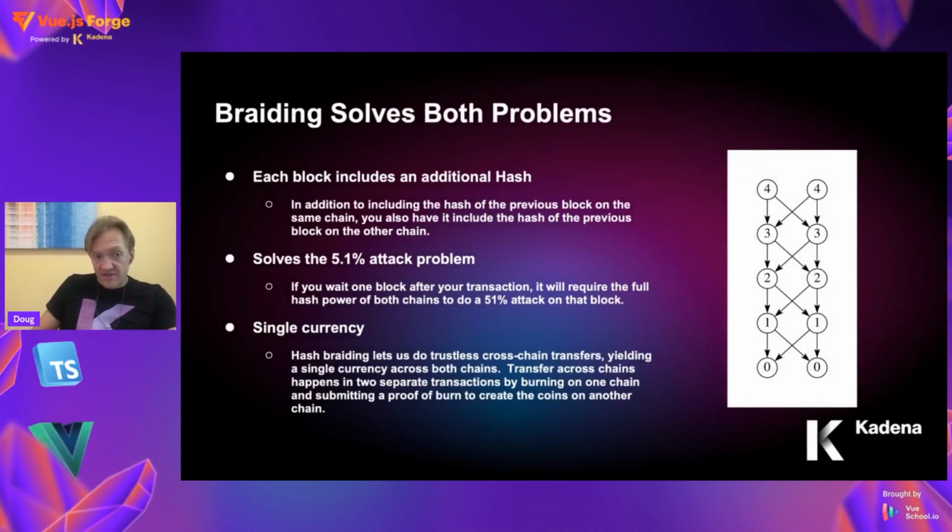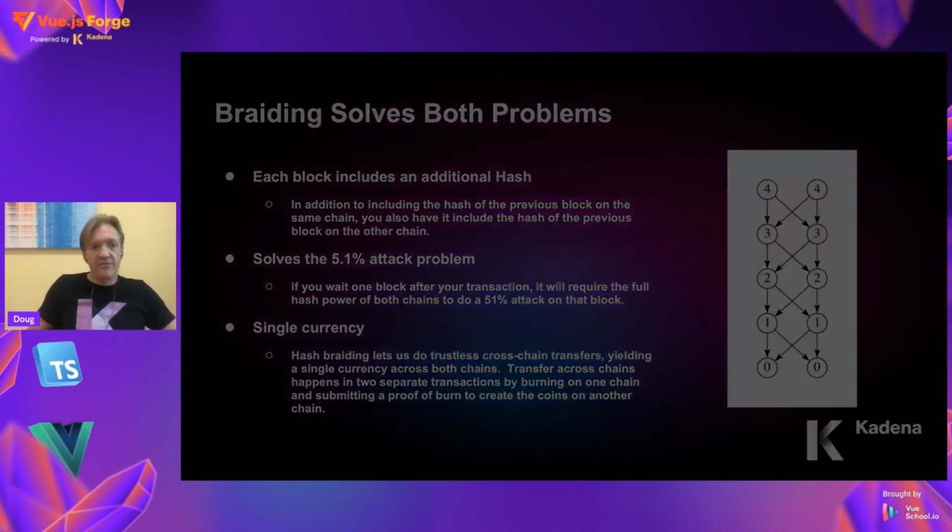This braiding solves the problems. It allows you to, after you wait 1 block, now you have to have the whole network hash power in order to attack one of the chains. And it also allows you to do cross-chain transfers because the hashes are included in other chains. And if you can transfer from one chain to another, now your multiple currencies behave as a single currency. So the braiding solves both the problems for us, but it's not quite enough.